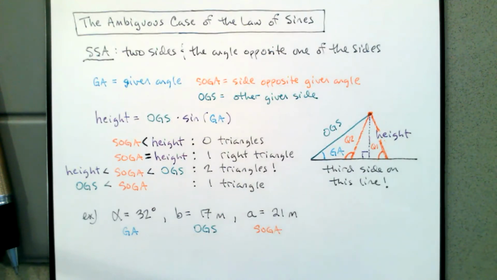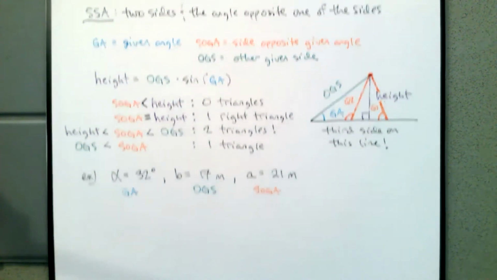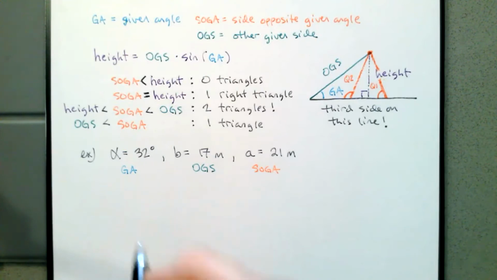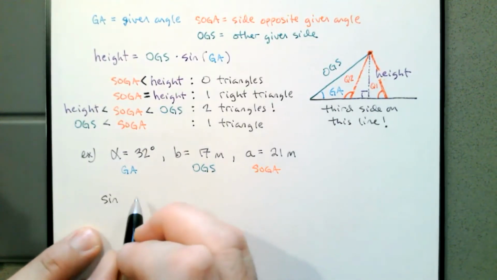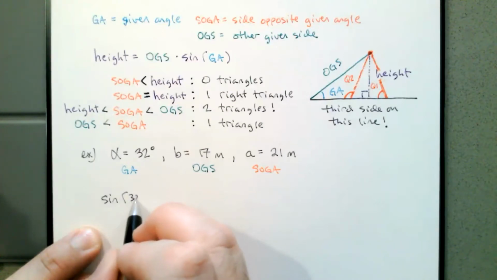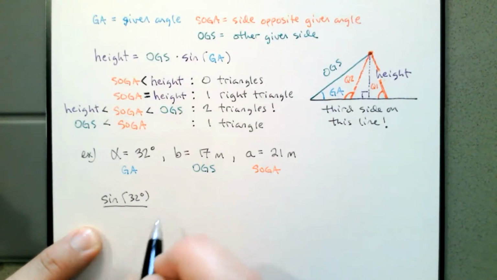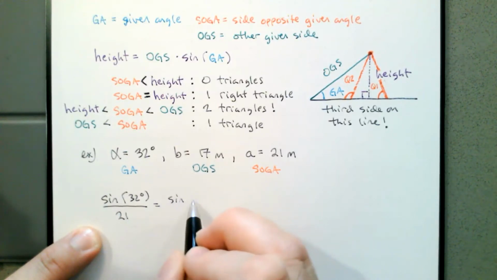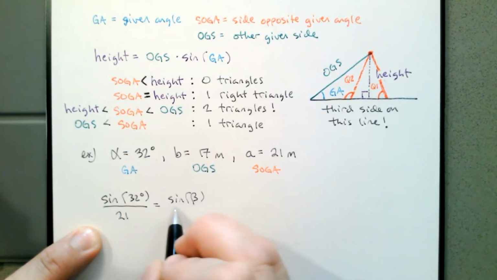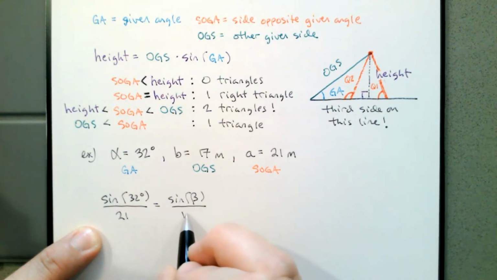All right, so let's pretend that we did not notice that the side opposite the given angle was greater than the other given side. And we're just going to jump right into the law of sines, which I hadn't even written down yet so far. So I'm going to take the sine of alpha divided by A is the sine of beta divided by B.